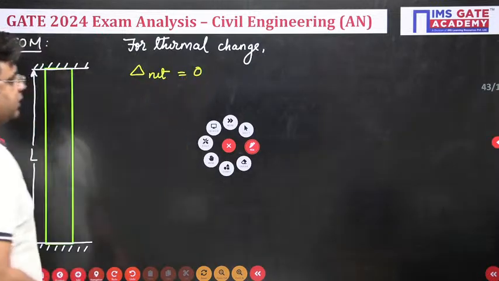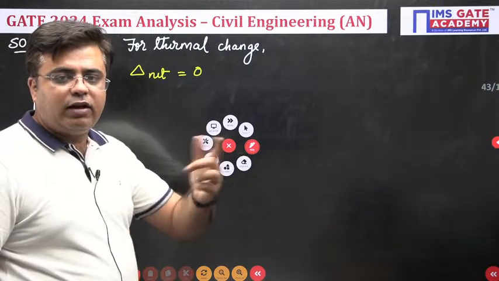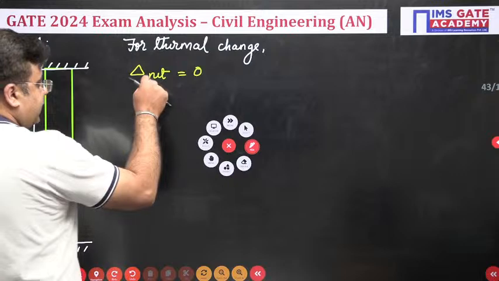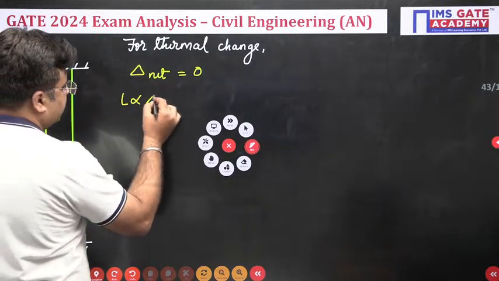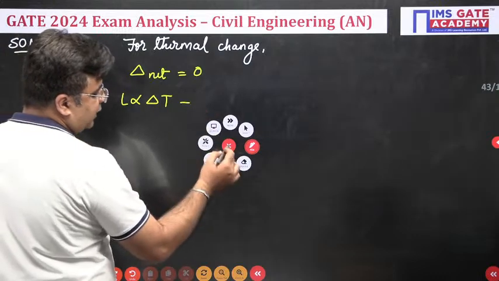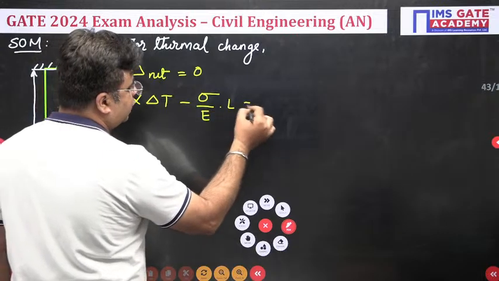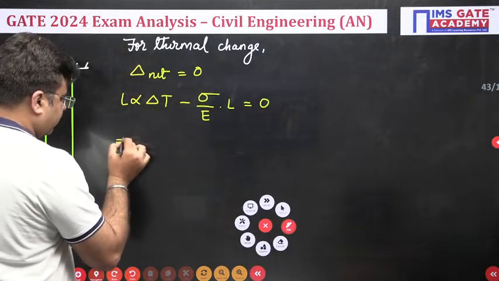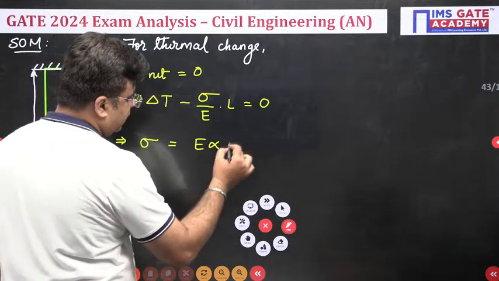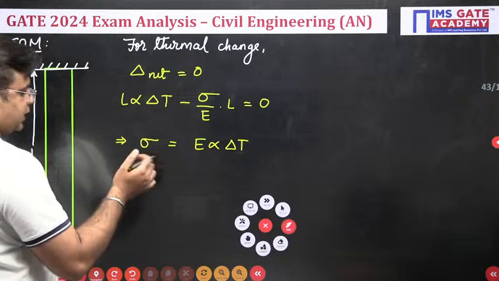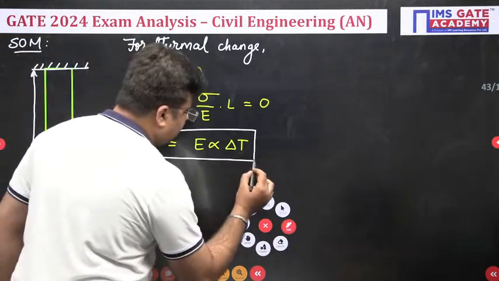Because this column is restrained in both directions, due to the increase in temperature there will be development of thermal stresses. The net deformation of this column is 0. So I will write L alpha delta T, this is the free expansion, minus the effect of thermal stress, which is sigma by E into L, and this should be equal to 0. From here, the value of thermal stress will come out as E alpha delta T. This is the thermal stress that is developed due to the delta T change in temperature.